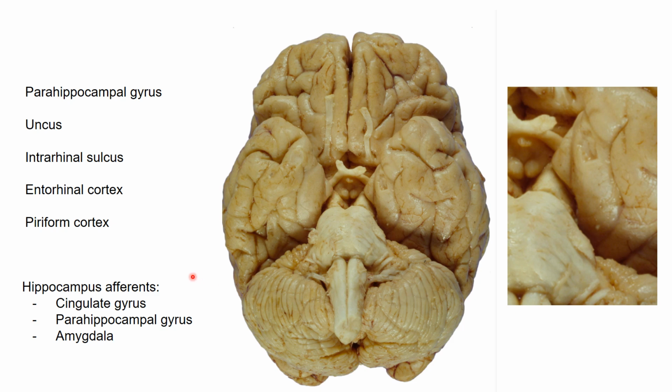And then I just have listed here the hippocampus afferents. You have a lot coming from the cingulate gyrus. You have a lot coming from the parahippocampal gyrus, specifically, like I said, the entorhinal cortex. And then you also do have some coming in from the amygdala.